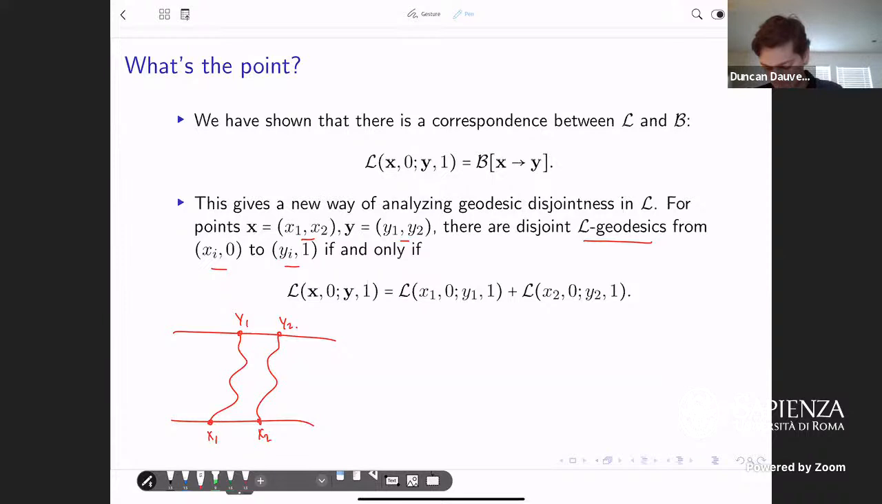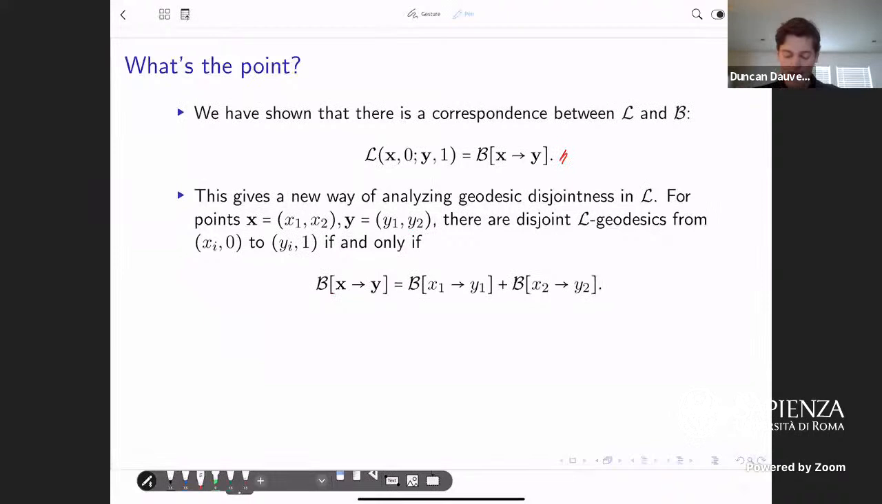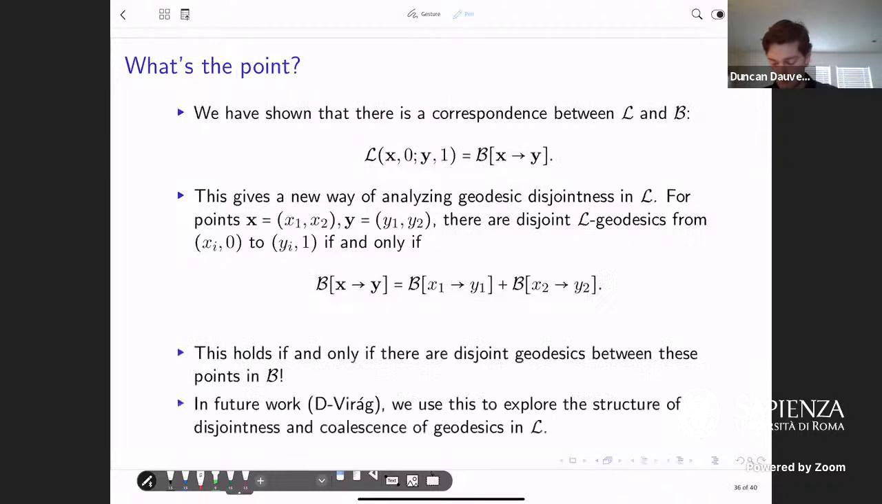But by this correspondence above, that's the same as when the multi-point last passage value in the parabolic Airy line ensemble is the same as those single point last passage values, which holds if and only if there are disjoint geodesics between those points in the Airy line ensemble. So the point of this is that we took what was a difficult problem, understanding disjointness of geodesics in this funny continuous directed landscape, and we've exchanged it for a problem of understanding disjoint geodesics in this much simpler parabolic Airy line ensemble. So we've gone from a fully continuous setting to a semi-discrete setting, for example.